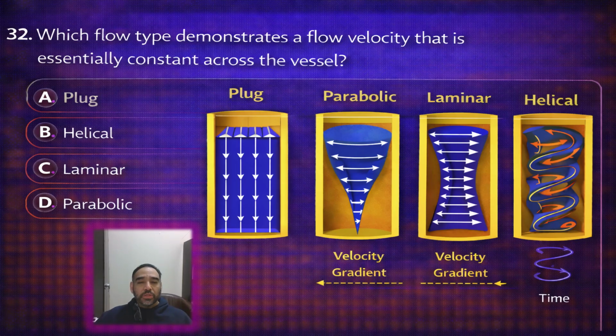So if you want to imagine this with a nice clear mental picture, imagine three flow profiles. The parabolic, which is like a curved dome shape, laminar, which is layered but still dome shaped, and then the plug, which is flat at the top. So the profile is flat at the top. Everything's moving at the same speed. So if it's flat across the vessel, it's plug flow.